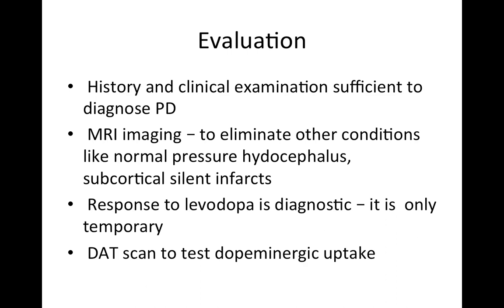You can go for DAT scan to test dopaminergic uptake. This is not routinely done. When the diagnosis is definite on the basis of history and clinical findings, most of the experienced neurophysicians go by history and clinical examination and put the patient on treatment. Very rarely DAT scan is done in some selected patients to confirm the disease.